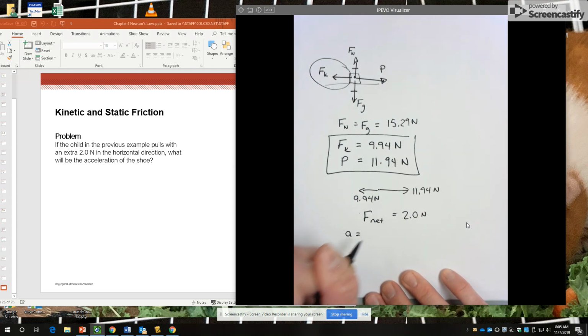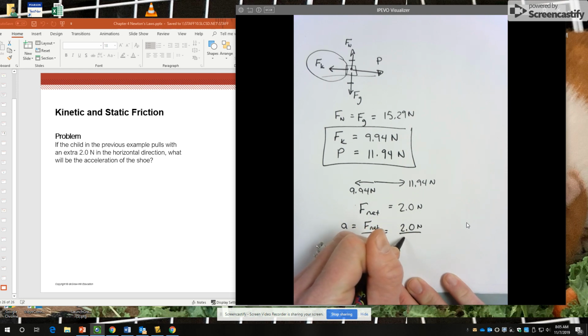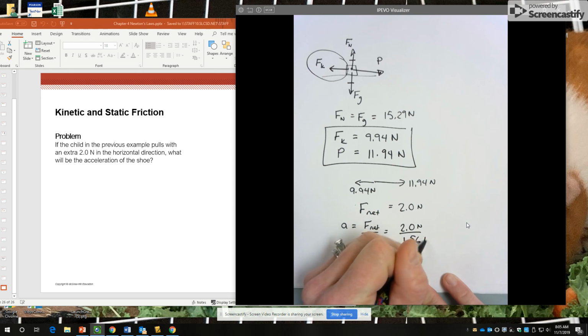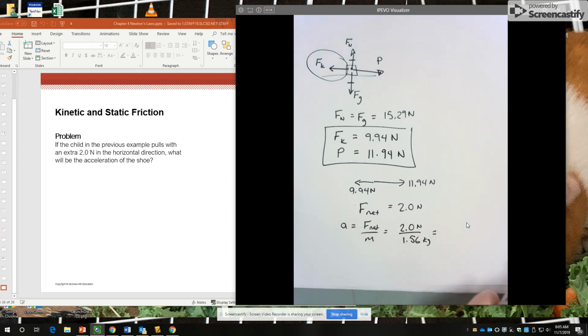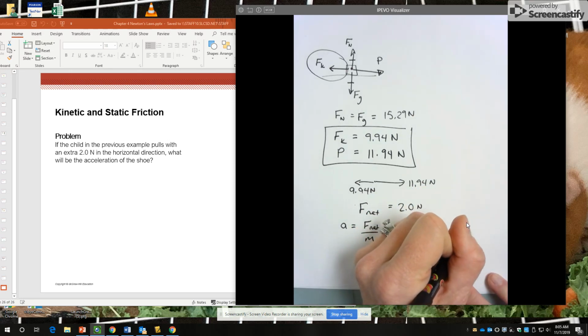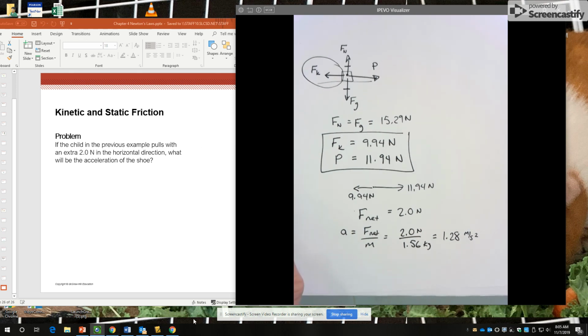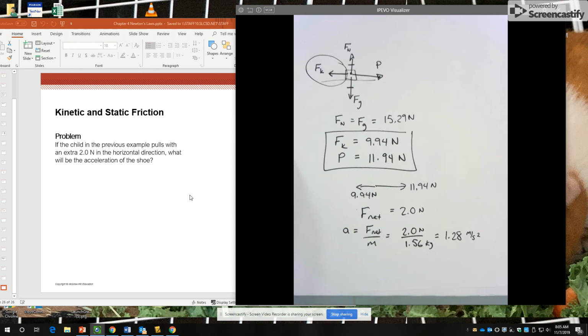The acceleration of the shoe is net force divided by mass of the shoe. This is Newton's second law. 2.0 newtons divided by the mass of the shoe, which is 1.56 kilograms from the previous slide. And that's 1.282051282 meters per second squared. We round to 3 sig figs. Done. So now you're going to do some practice.